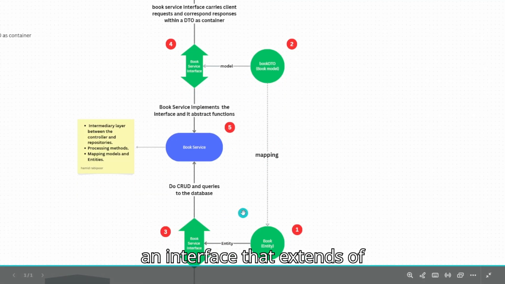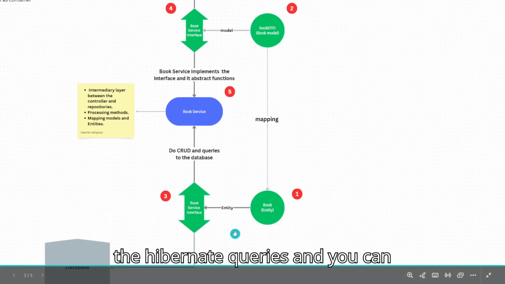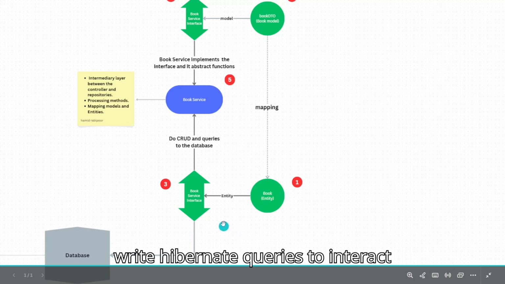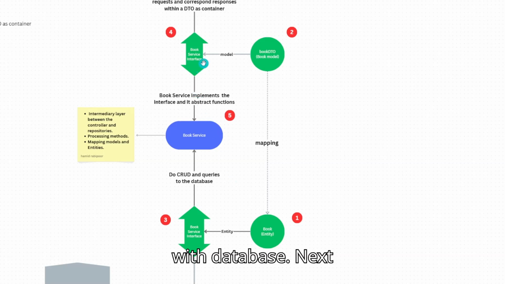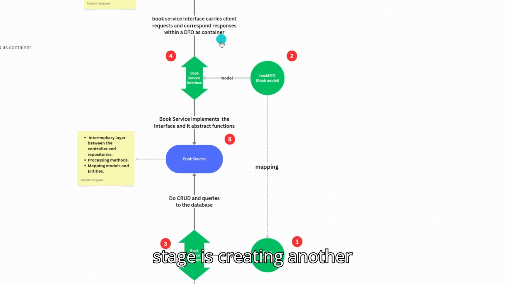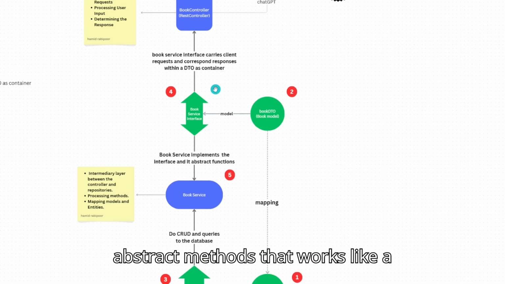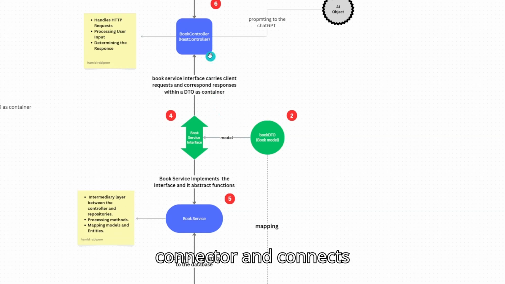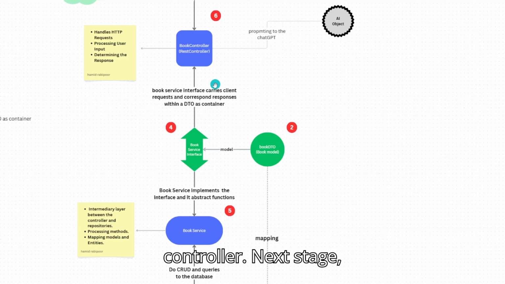Then we create an interface that extends JPA repository, which represents the Hibernate queries, and you can write Hibernate queries to interact with the database. The fourth stage is creating another interface with some abstract methods that works like a connector and connects controller to service and service to controller.